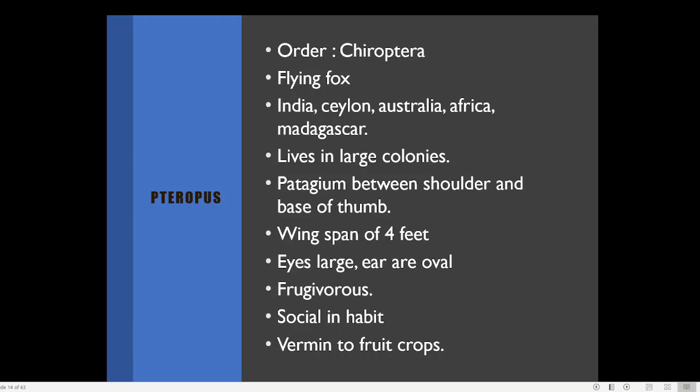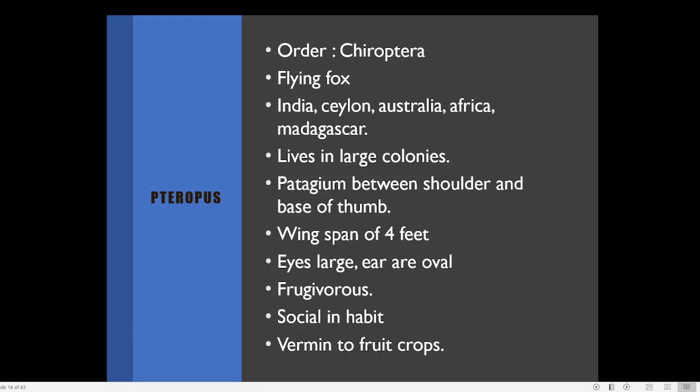So that is how this Theropus will be usually found in large colonies in the trees. Even if there is a colony, thousands of these bats will be present here. So that is the peculiarity of this Theropus.